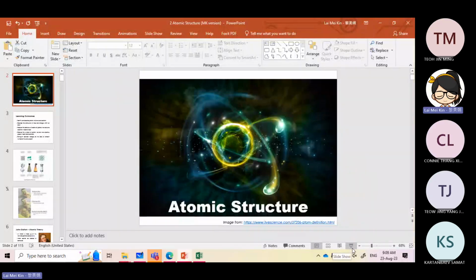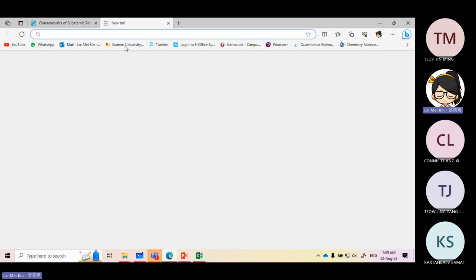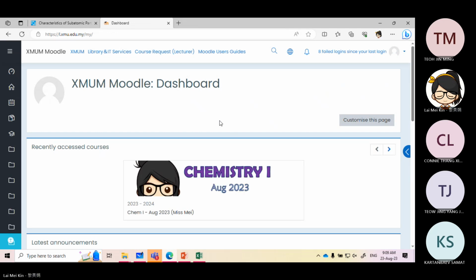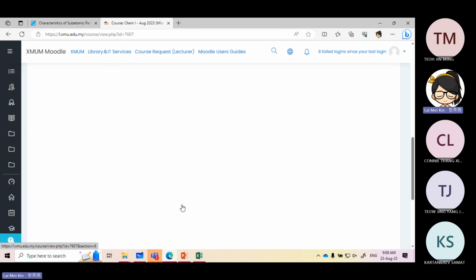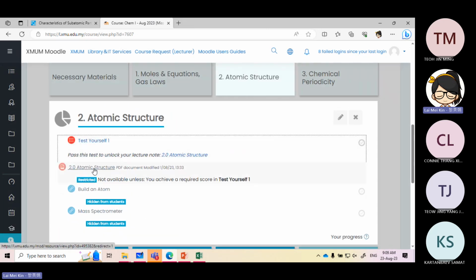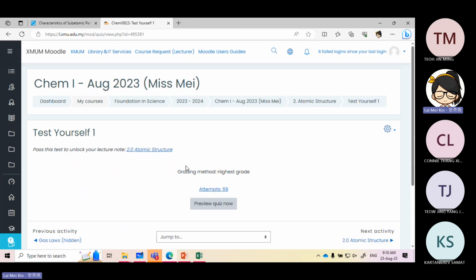Anyone got the notes from Moodle already? I'll give you around 1 minute to try to get it. For your information, when you want to get the notes from Moodle, you have to answer a short quiz called Test Yourself, with questions about chapter 1. To unlock the notes, you have to get everything correct in Test Yourself, so you go there and attempt the quiz.